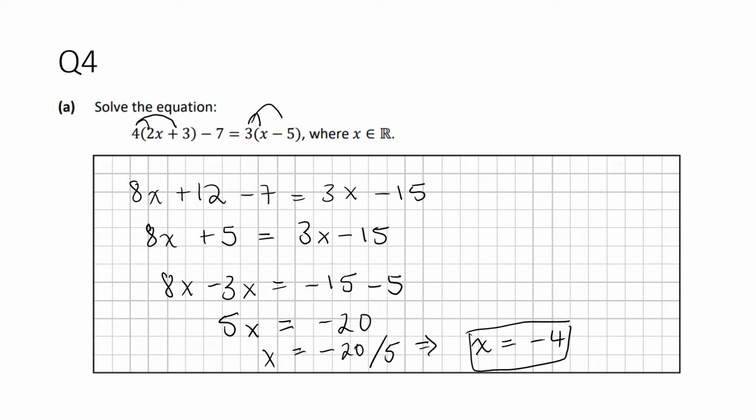Go back and check, it says that it's a real number, so the fact that it's a negative number is a type of real number. So, you know, it's okay if you want, you can go back and put in minus 4 and sub it into the equation here and see if you get the same answer on both sides, and you'll know you're correct. That gives you 10 marks.